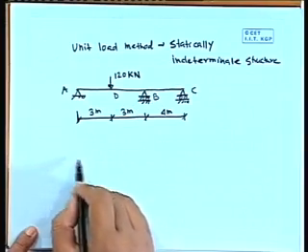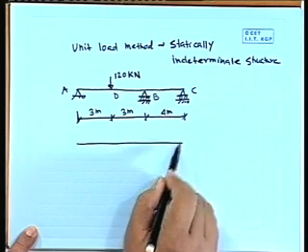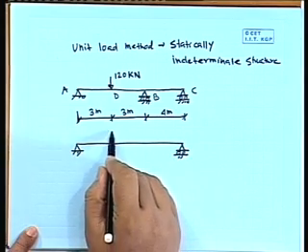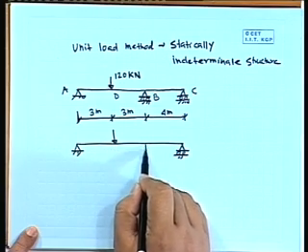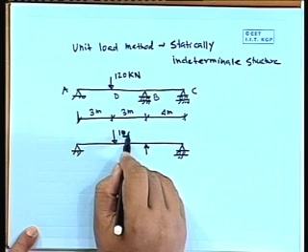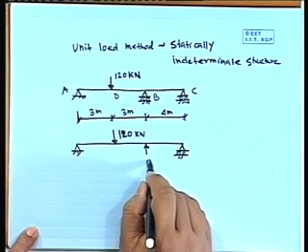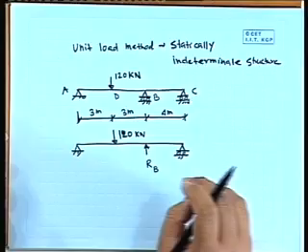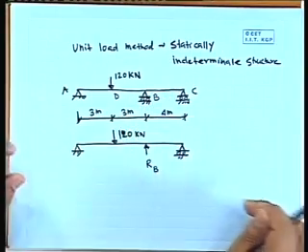So this is the actual structure. It is 120 kilonewton, and this is RB. So this is the actual structure. Only the support at B I have removed. Instead of that, I am putting a reaction, and whatever this support will supply, it is RB. Unfortunately, this RB value is not known at this level. So that value anyhow we have to find out. Now how will we find out?